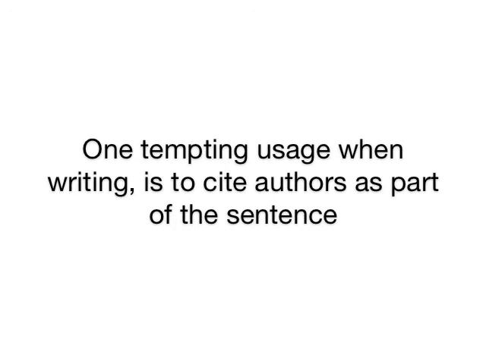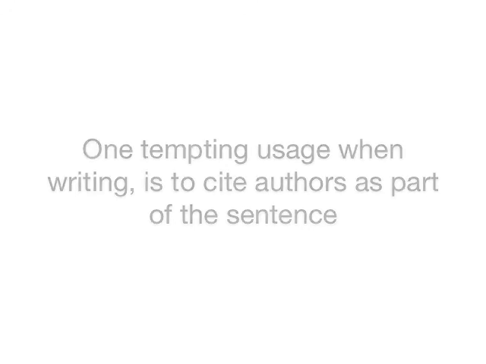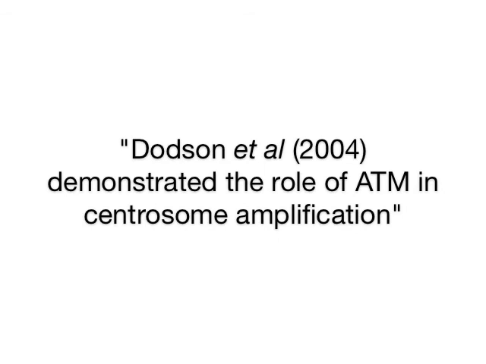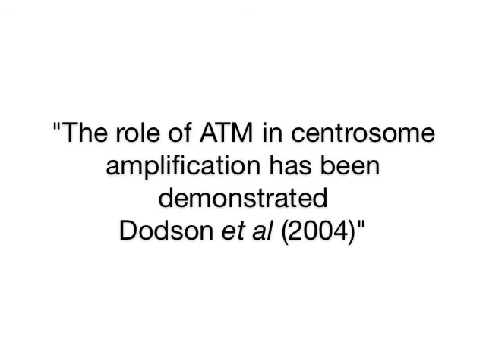One tempting usage when writing is to cite authors as part of the sentence. For example, we might like to say, Dodson et al. demonstrated the role of ATM in centrosome amplification. This is awkward to automate with the citation helper tools. The EMBO Reports paper avoids doing it at all in any place. It's better to write the above example in a different way. For example, you could write, the role of ATM in centrosome amplification has been demonstrated, and then cite Dodson et al. 2004 in the normal way.